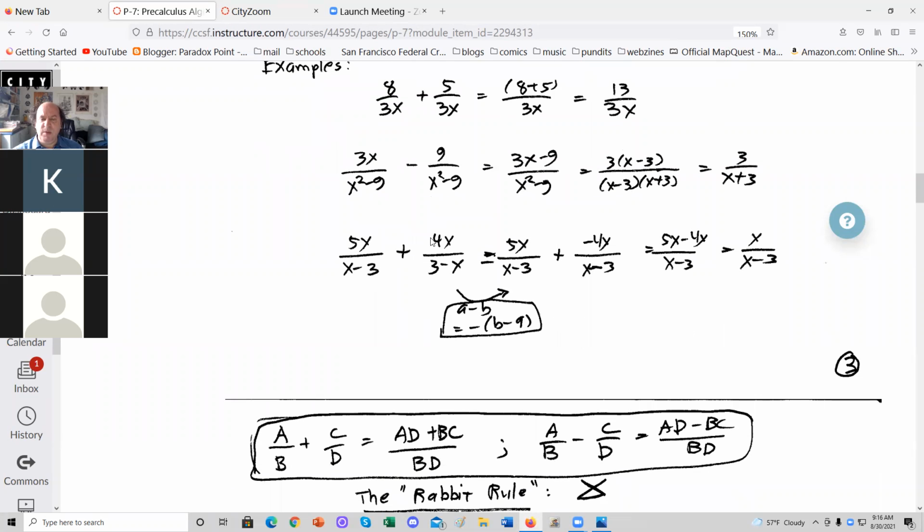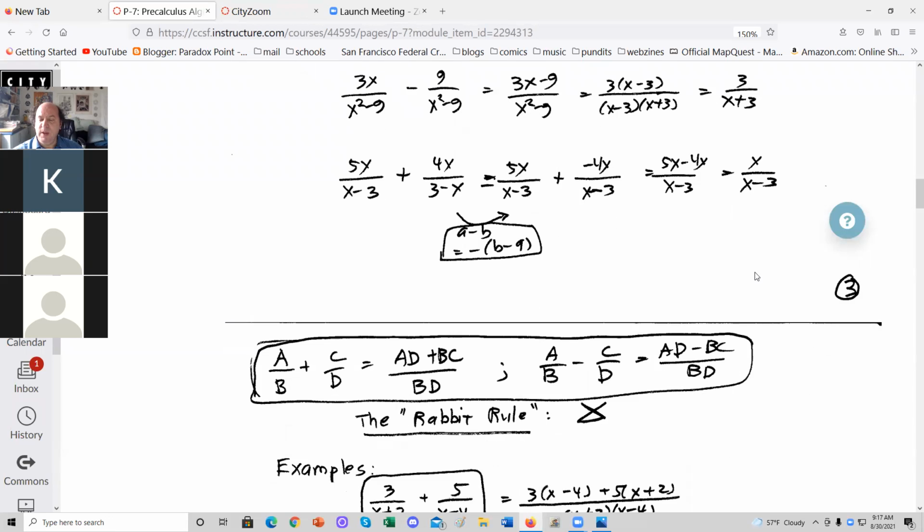5x over x minus 3 plus 4x over 3 minus x. Okay, now this is not quite the same as this. 3 minus x and x minus 3 are opposites. So we can write plus 4x over 3 minus x as minus 4x over x minus 3. Now I have a common denominator of x minus 3 underneath 5x minus 4x, thus getting x over x minus 3.